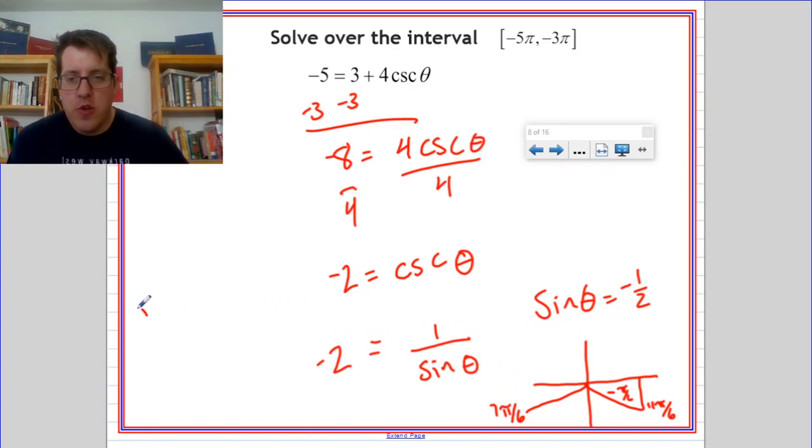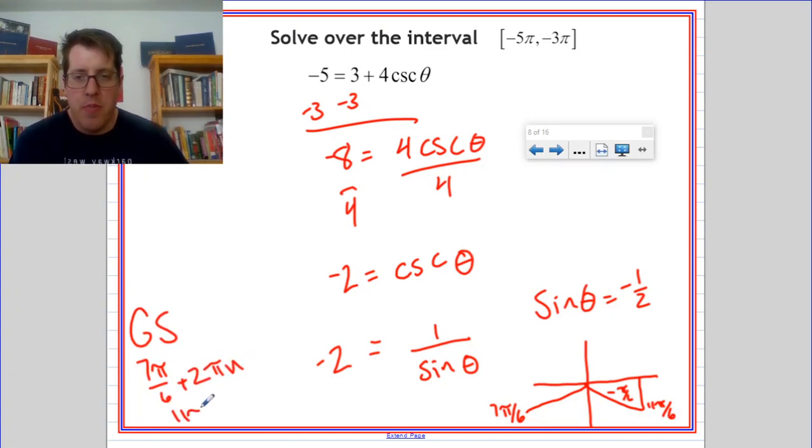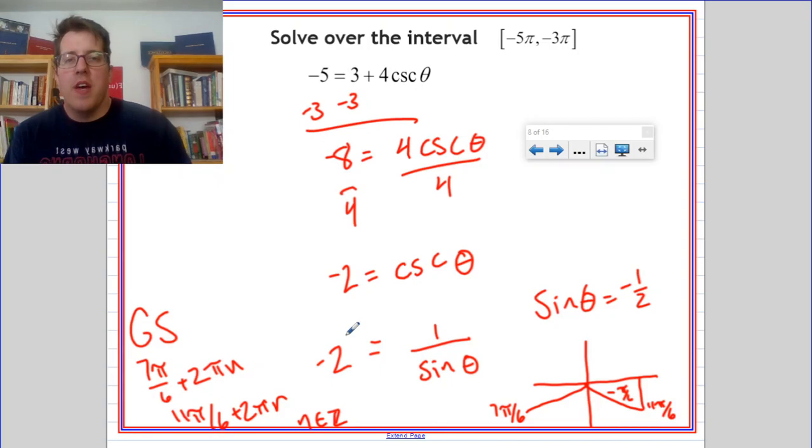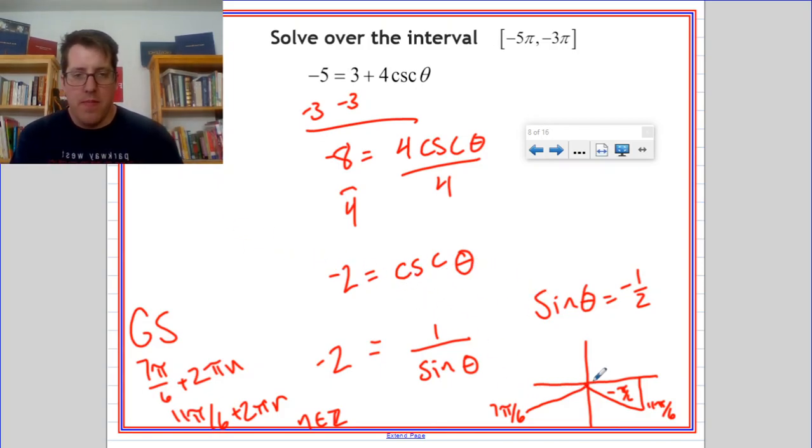So if I was asked for the general solution, I would say something along the lines of 7 pi over 6 plus 2 pi n and 11 pi over 6 plus 2 pi n. So that's the general solution, but that's not what I'm looking for. Oh gosh, I almost forgot. n is an element of the integers. But I want to know what's going on between negative 5 pi and negative 3 pi. So let's think about that.